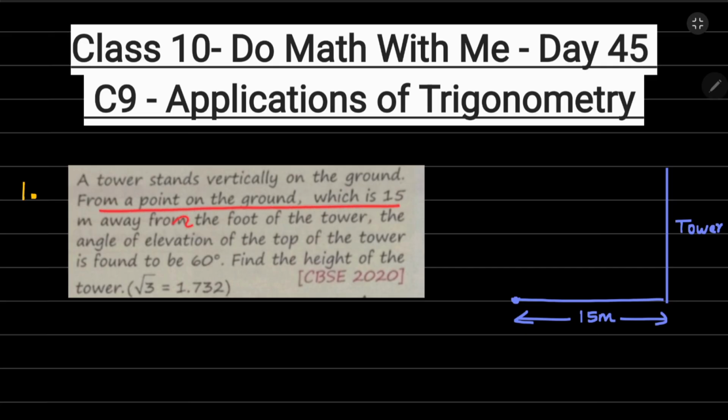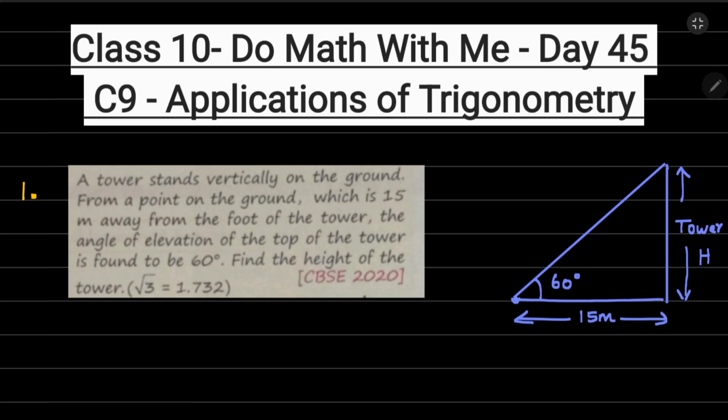From a point on the ground which is 15 meters away from the foot of the tower, the angle of elevation of the top of the tower. So this is the top of the tower. Whenever you are drawing the angle of elevation, it is always with respect to the horizontal. So now let's join these 2 points. Okay, so this is the angle of elevation which is given. It is 60 degrees. Find the height of the tower. You have to find the height of this particular tower. So let it be capital H.